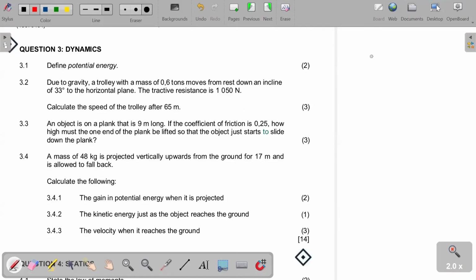And first things first, we may want to calculate the acceleration. F net is equal to ma. Okay, what are the forces that we have on this incline? We have the parallel gravitational force going down the incline.